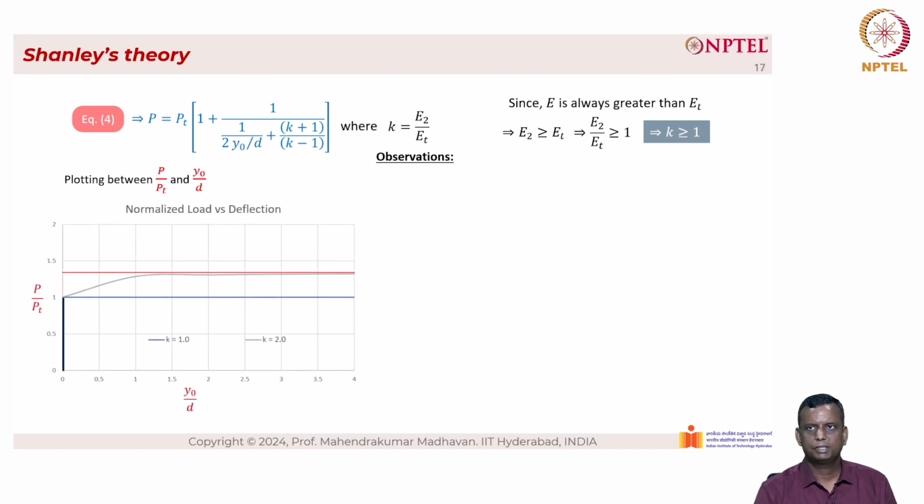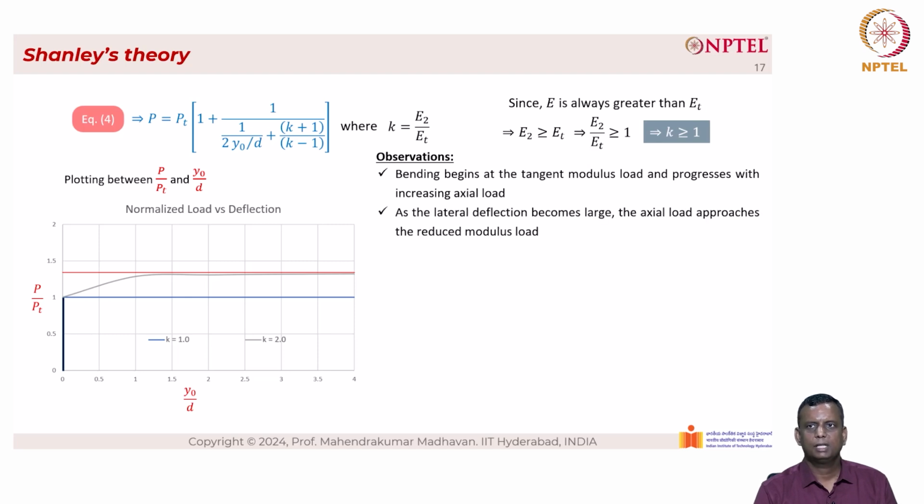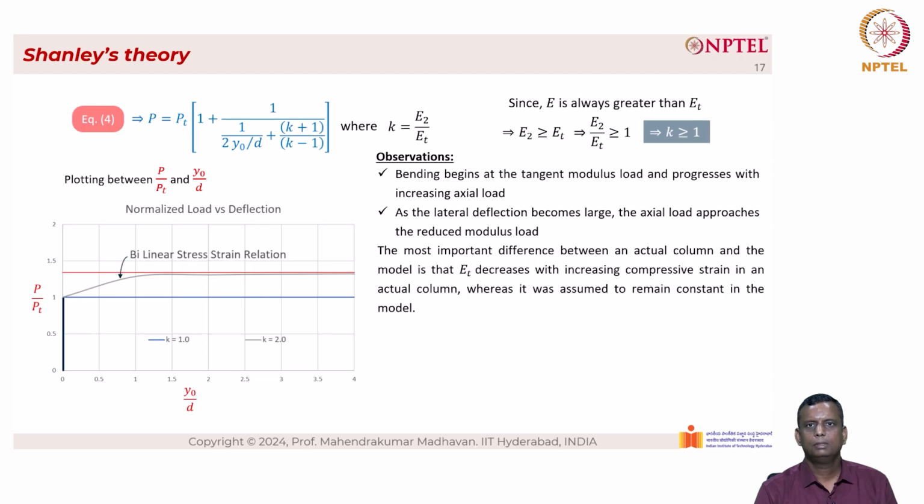So, what are the observations from this one? Bending begins at the tangent modulus load and progresses with increasing axial load. As the lateral deflection becomes large, the axial load approaches the reduced modulus load. The most important difference between an actual column and the model is that the E sub t, which is the tangent modulus, decreases with increasing compressive strain in the actual column, whereas it was assumed to remain constant in the model. The left-hand side shows the bilinear stress-strain relationship.